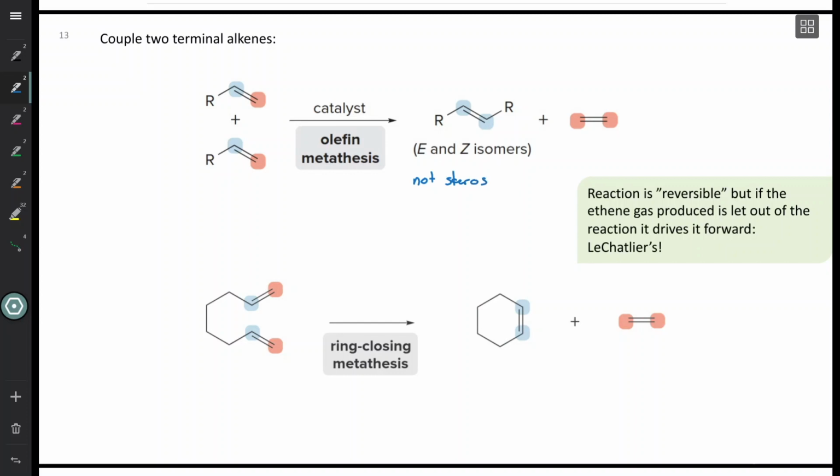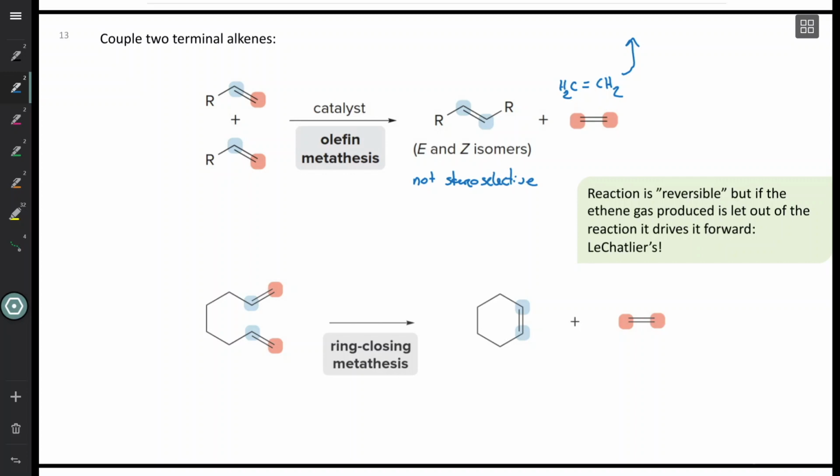You break up, oops, I can't write and talk. So you break each of these double bonds and form a new double bond. Technically, this reaction is reversible, very reversible, but one of the compounds that you produce is CH2=CH2, this is ethene gas. And if you let that bubble out of the reaction, then the reaction keeps driving forward, Le Chatelier's principle, right? And these can actually be very high yielding reactions.